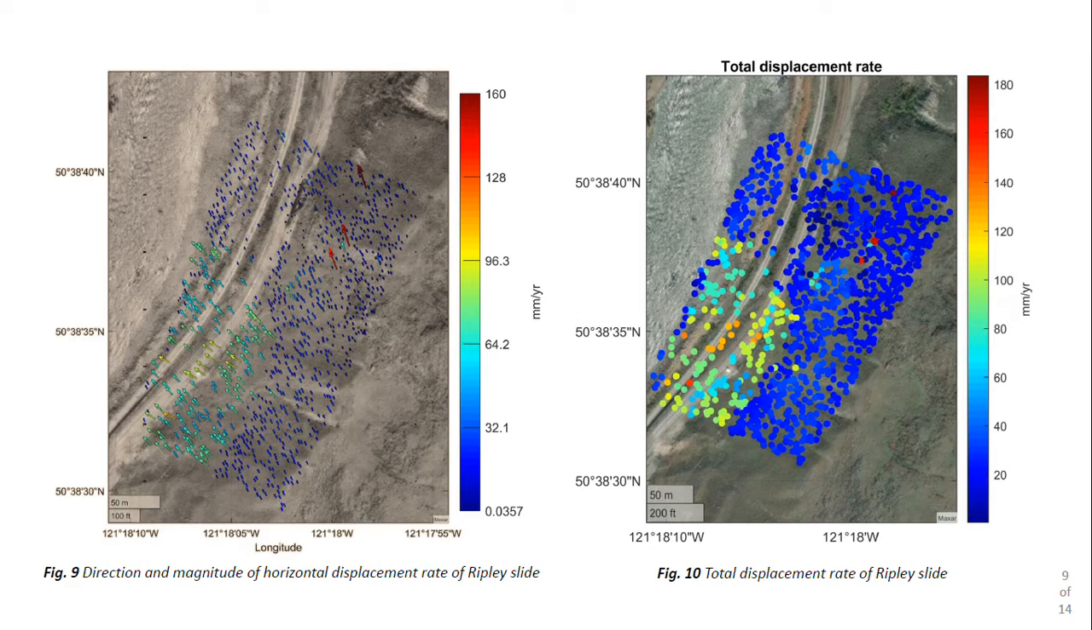Figure 10 on the right also displays the average total displacement rate in this period. Again, the boundary of the most active part is clearly defined, and it shows a total displacement rate between 60 to 130 mm per year, traveling downslope toward the river at an angle of 10 degrees with respect to the horizon.